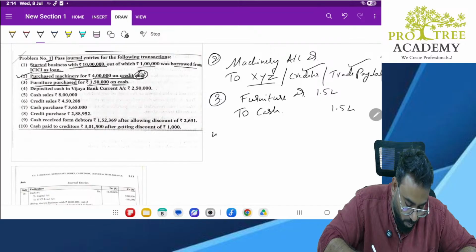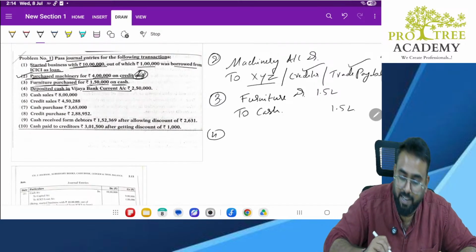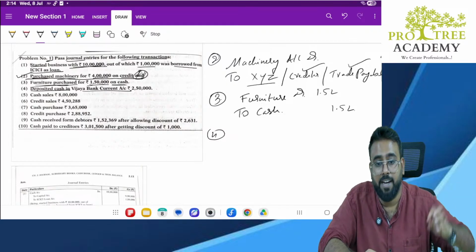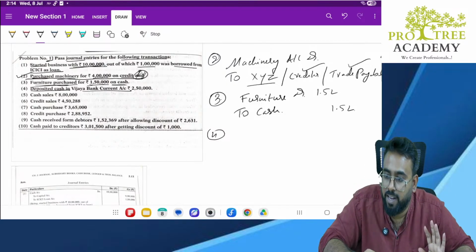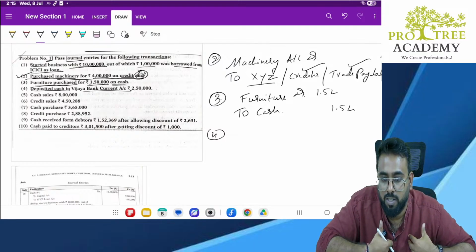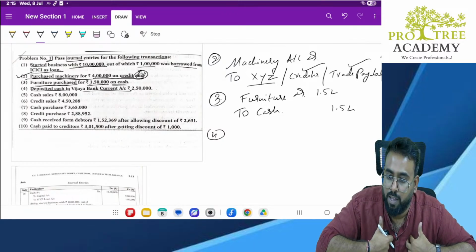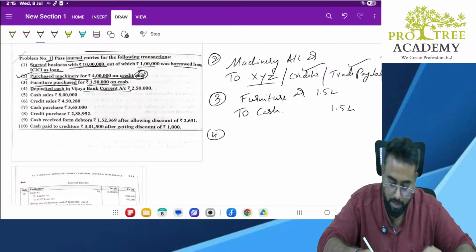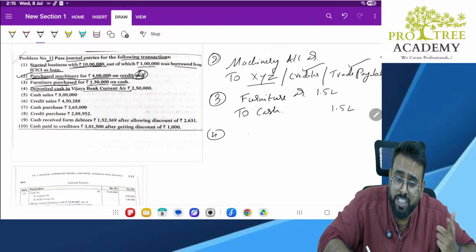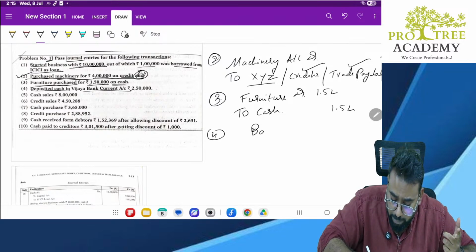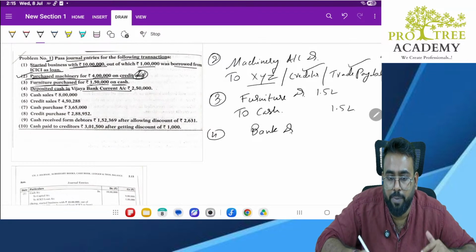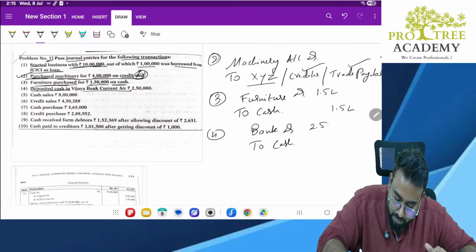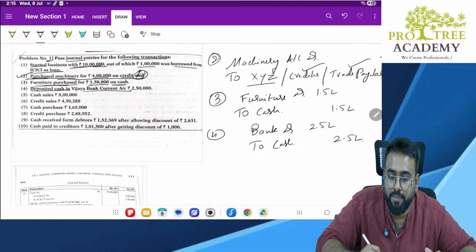Yes. 4th one. Deposited cash in Vijaya Bank current account. Okay. Now 2 things are happening. One, cash is being paid. Second, bank is receiving the cash. Both are ours. But one asset will go up, one asset will come down. Bank is also an asset, cash is also an asset. So what is the journal entry? Which is going up? Bank is going up, so that will be debited. Which is coming down? Cash is coming down. That will be how much? 2.5 lakhs. Clear, everyone? Yes.